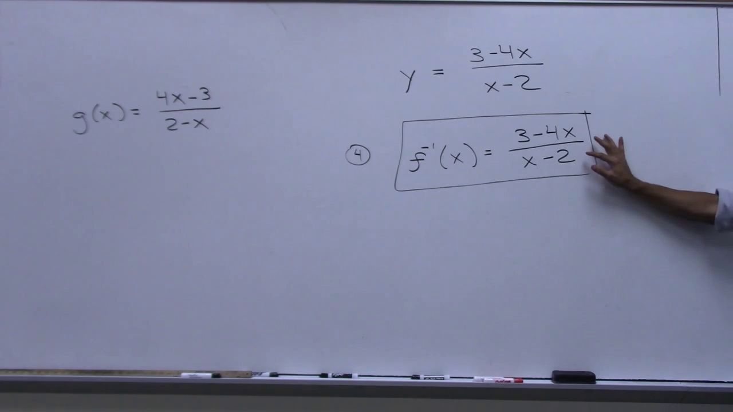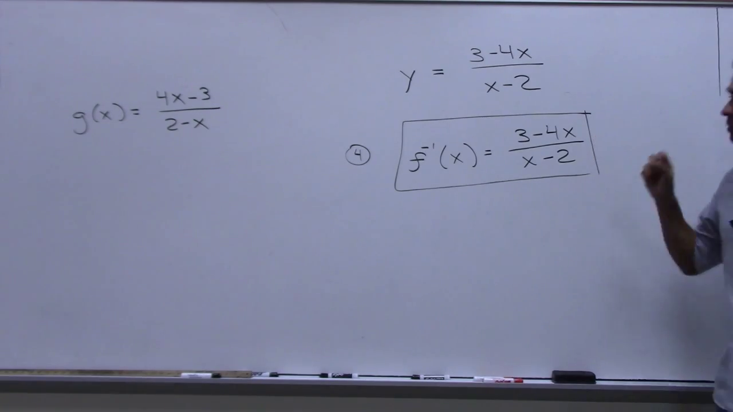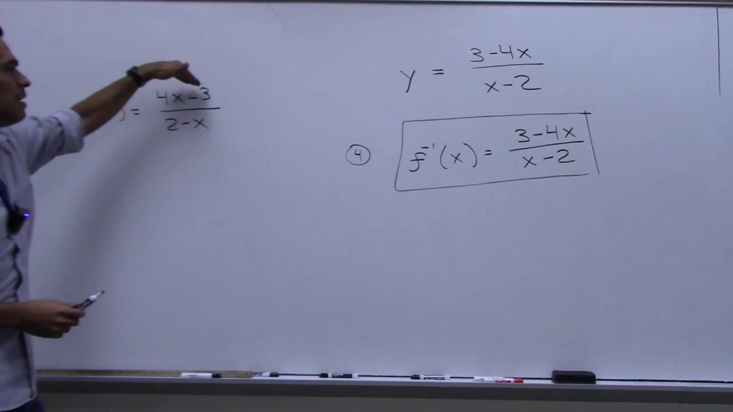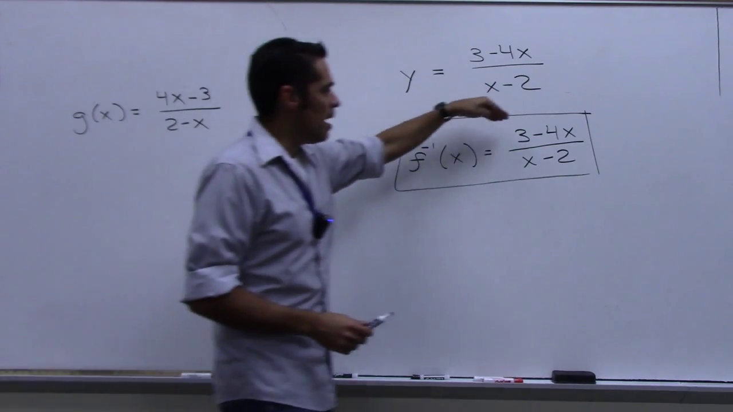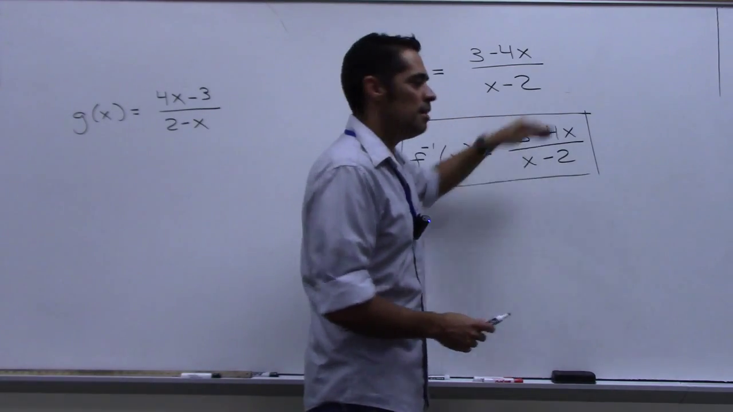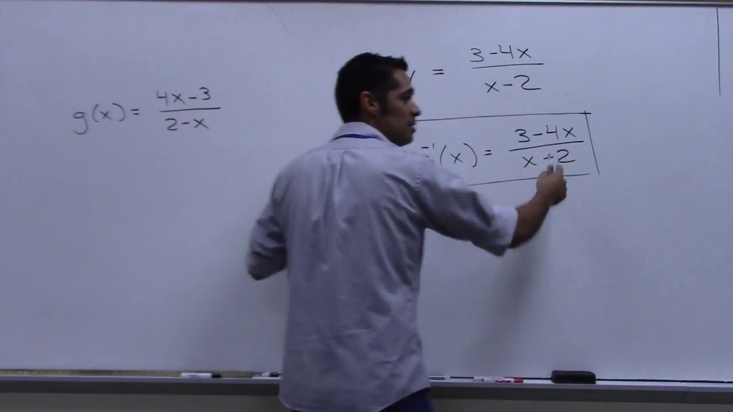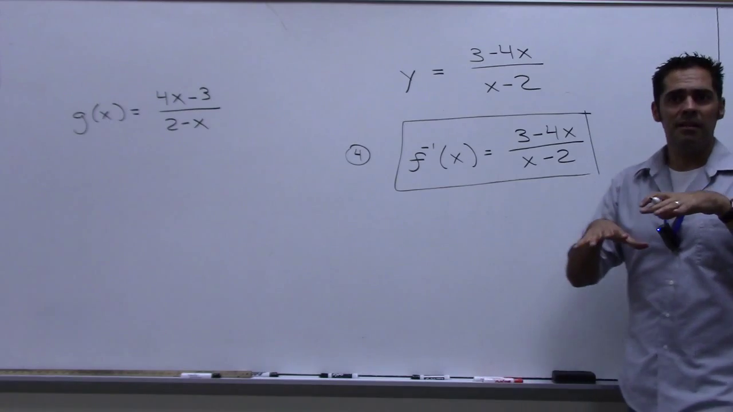That's right. So we all, again, need to make sure that we understand that these are the same thing. Look at the difference. This is positive 4x, negative 3. This is positive 3, negative 4. This is positive x, this is negative x, this is negative 2, this is positive 2. So everything appears to be off by a sign.